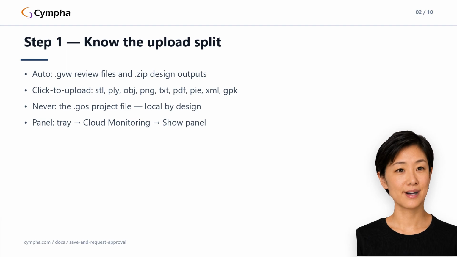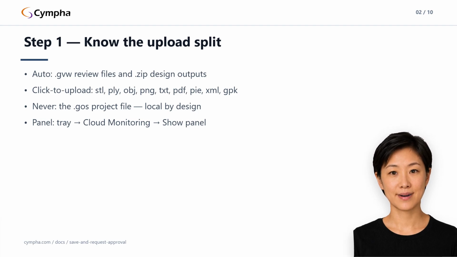It simply isn't on the list by design. Your working project stays local, and the cloud only ever sees the exported deliverables. Get this split into muscle memory, because the next slide is about the 2 files that don't just upload, they act. 2 files carry side effects, and they're the most important fact in this lecture.